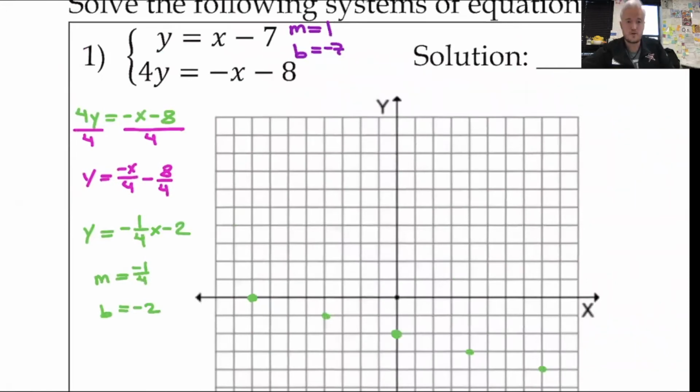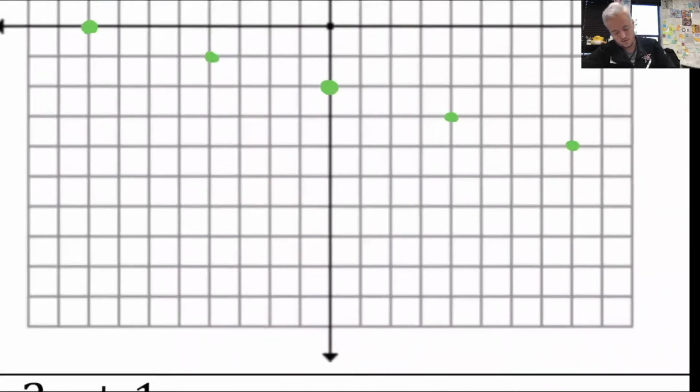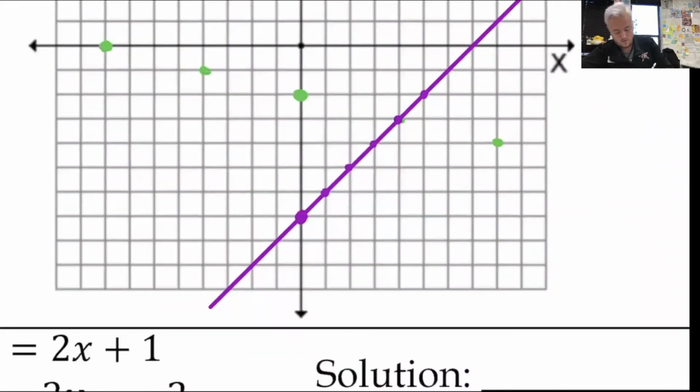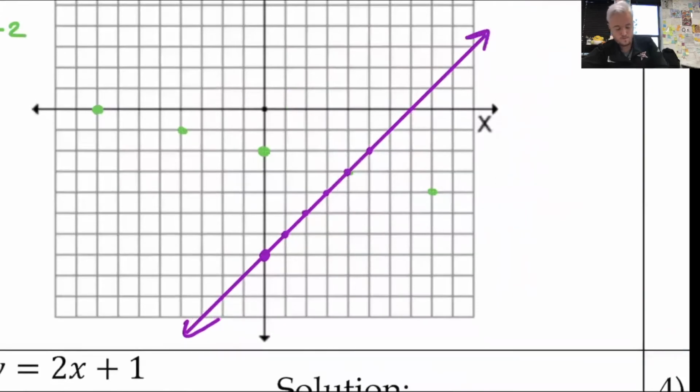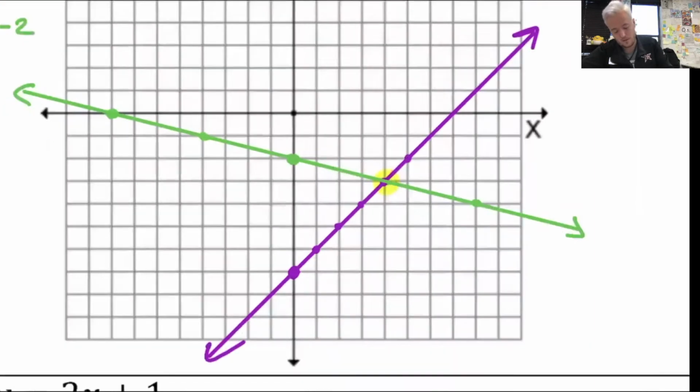All right, so now I want to do my equation in purple up there. So I'm going to start at negative 7. And I'm going to do a slope of positive 1, so up 1, right 1. So there's my overlap. All right, so now I'm going to go ahead and draw my line. So there's our solution and that point.